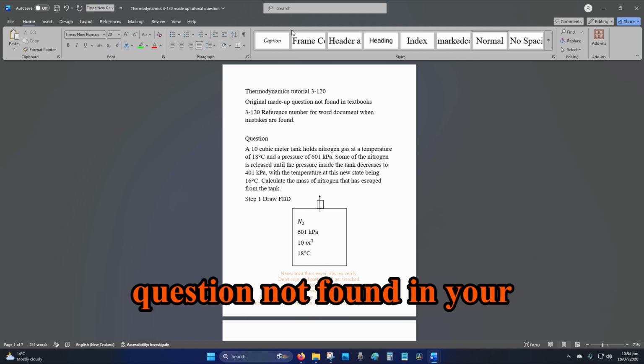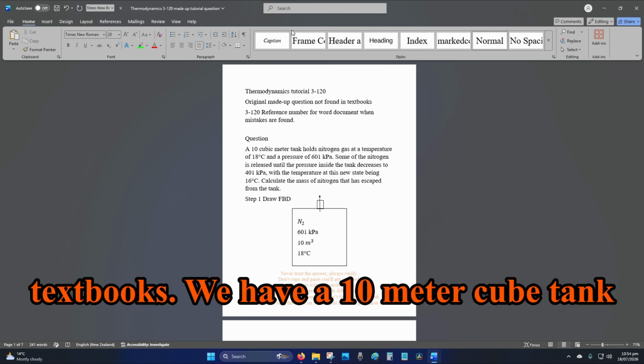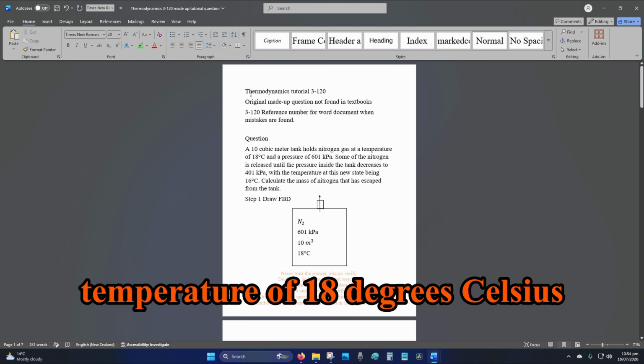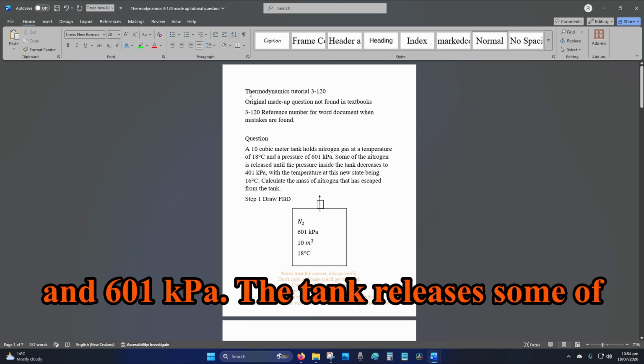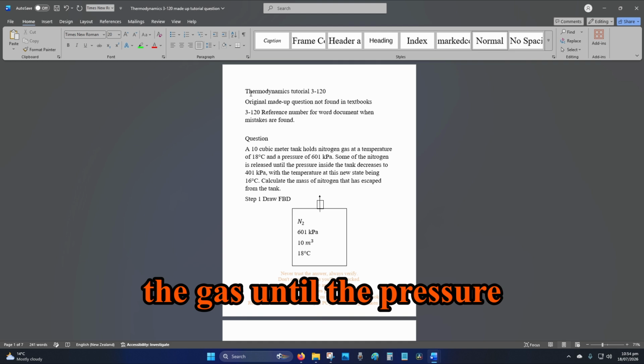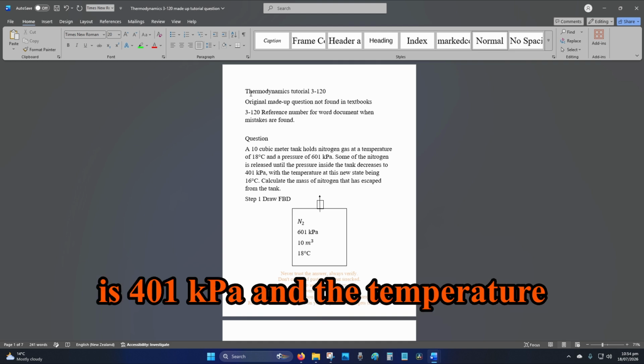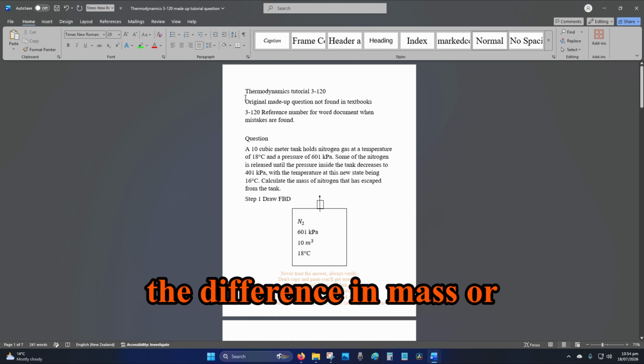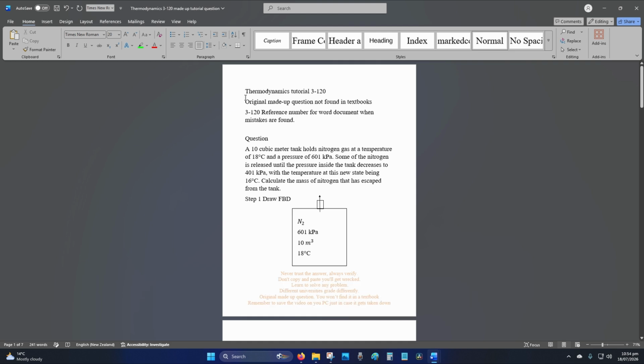This is a made-up question not found in your textbooks. We have a 10-meter cube tank containing nitrogen at a temperature of 18 degrees Celsius and 601 kPa. The tank releases some of the gas until the pressure is 401 kPa and the temperature is 16 degrees Celsius. So we want to find the difference in mass, or the mass that has escaped.